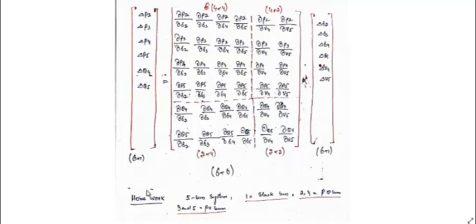Now homework for you is that you have to use the same 5 bus system. One is the slack bus, but the modification will be that 2 and 4 will be PQ buses instead of 4 and 5, and 3 and 5 will be PV buses instead of 2 and 3. So you will form these 3 matrices for this system. I will see in the interaction class.